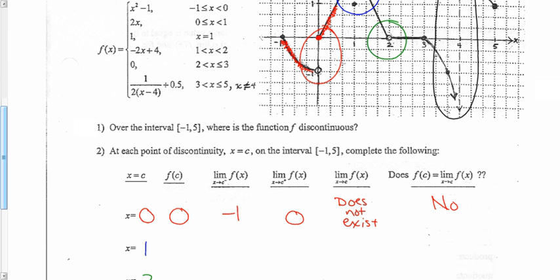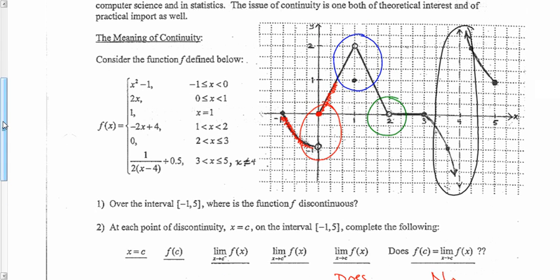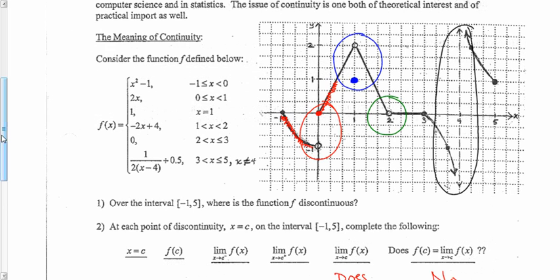Moving on to the next discontinuity, x is equal to 1. So looking at x is equal to 1, the first thing I need to know is what is f of 1? Again, I'm looking for the solid dot. So when x is 1, I've just colored it in blue, the solid dot, which means the function value is 1.